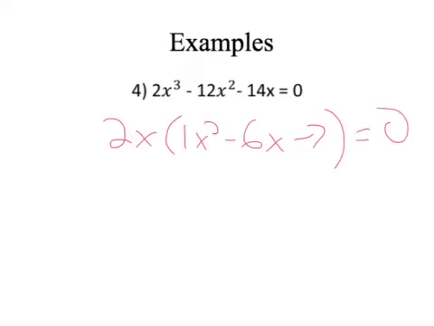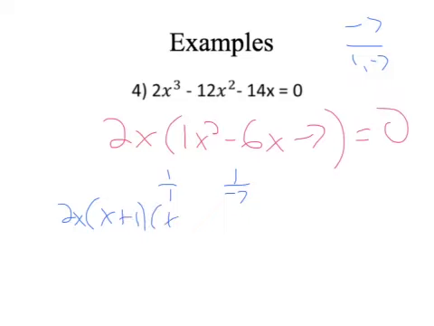And then I need to factor the inside. So I want to do 1 times negative 7 is negative 7. Factors of negative 7 are 1 and 7. Since this sign is minus, that means I want my bigger number to be negative. So I have 1 over 1, 1 over negative 7. Leave the 2x on the outside, gives me x plus 1 and x minus 7.